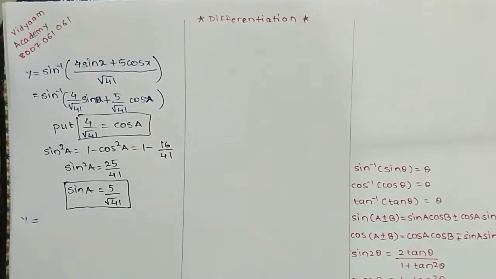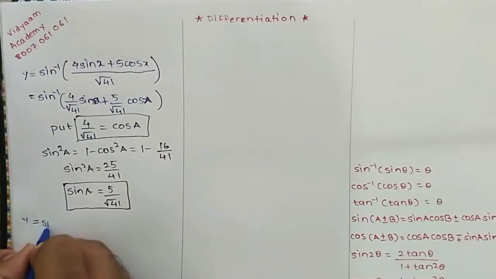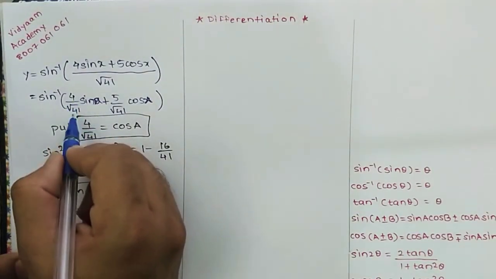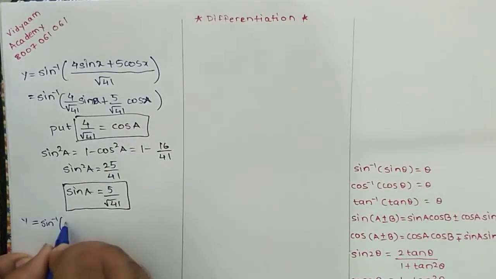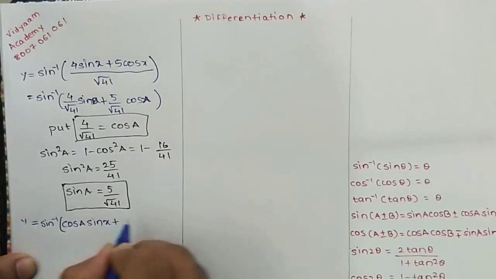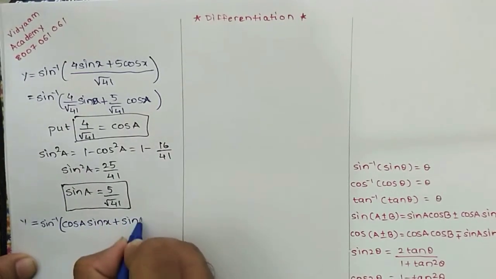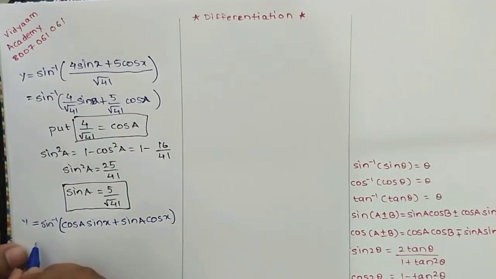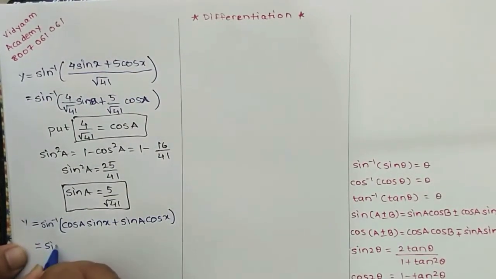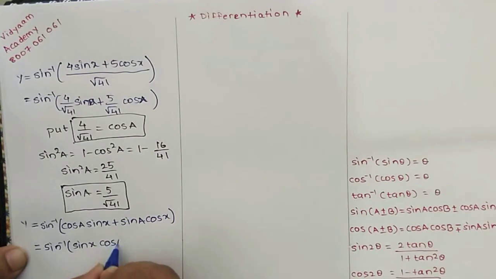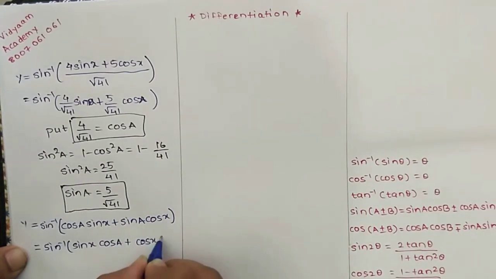y equal to, I get sine inverse of, the first term that I am here with is 4 upon root 41. That I know we have to substitute this as cos a sin x plus 5 by root 41 is sin a cos x. To be specific, sine inverse of, I'll write it in the proper format. The format is sin x cos a plus cos x sin a.